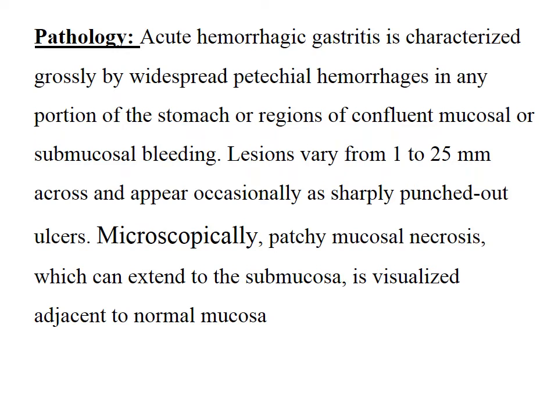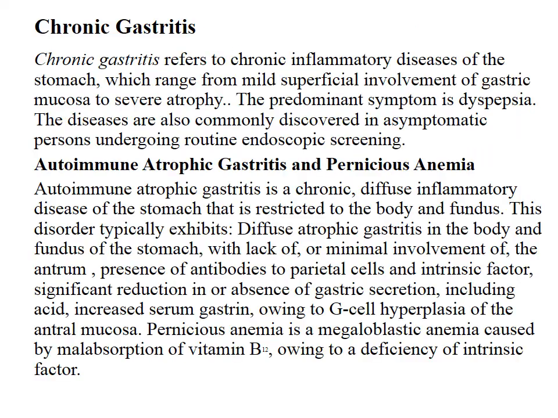What we see in the pathology of hemorrhagic gastritis is widespread petechial hemorrhages in any portion of the stomach or regions of confluent mucosal or submucosal lesions. Lesions vary from 1 to 25 millimeters across and appear occasionally as sharply punched out ulcers. Microscopically, there is patchy mucosal necrosis, which can extend to the submucosa, with adjacent mucosa visualized. Fair enough about the acute gastritis.